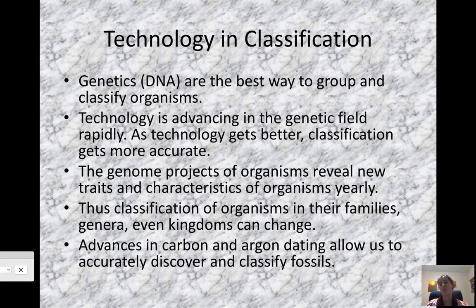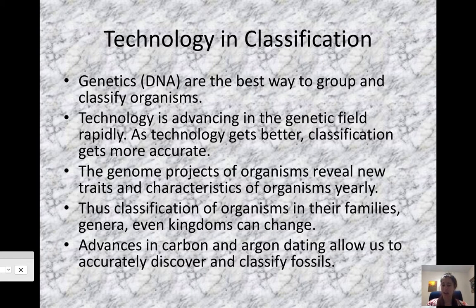And you'll see sometimes where organisms that were classified in one group before may be reclassified in a different group based on the advances in technology. So we have to keep in mind that sometimes organisms can change classifications because of the advances in technology. The genome projects of organisms reveal new traits. We are sequencing more and more animals and we're knowing more and more about them and their traits, and that helps us classify organisms as we discover them or as we regroup them. A classification of an organism, a family, a genera, even a kingdom can change, which seems kind of crazy, but it happens.